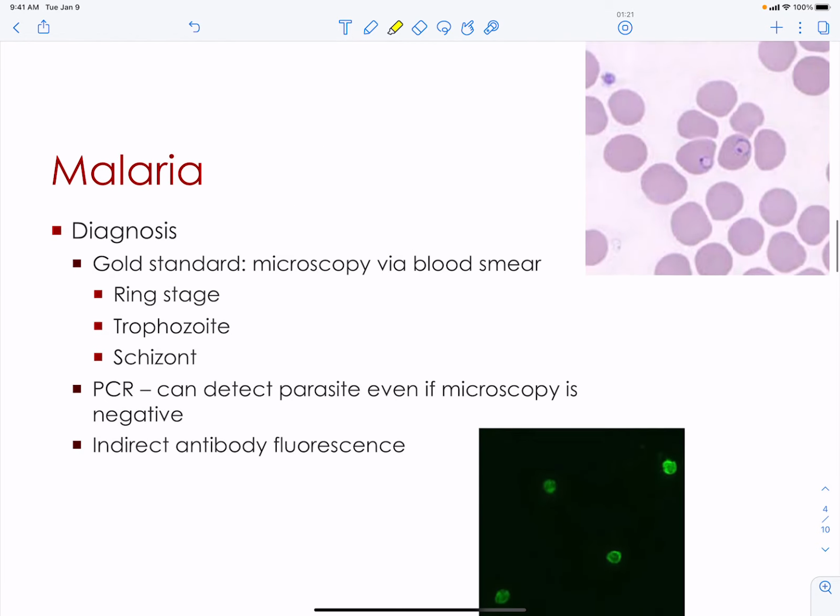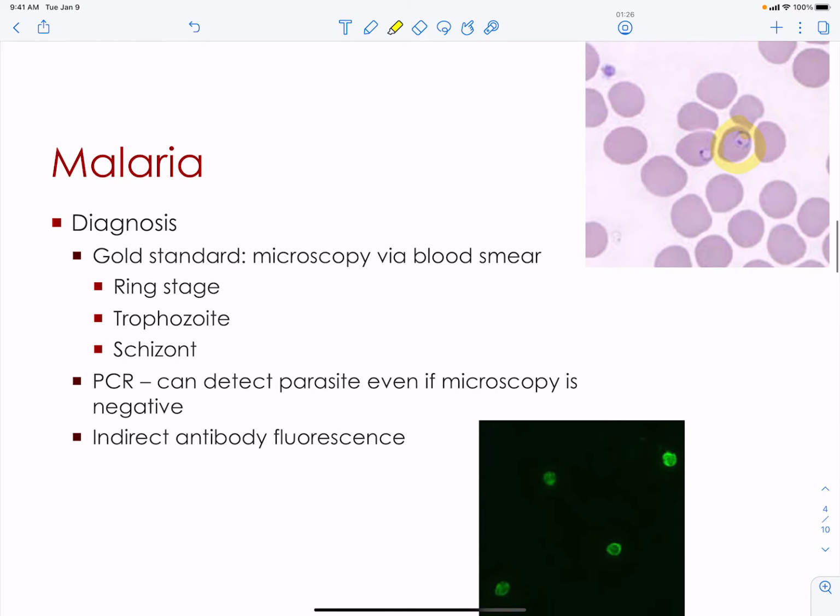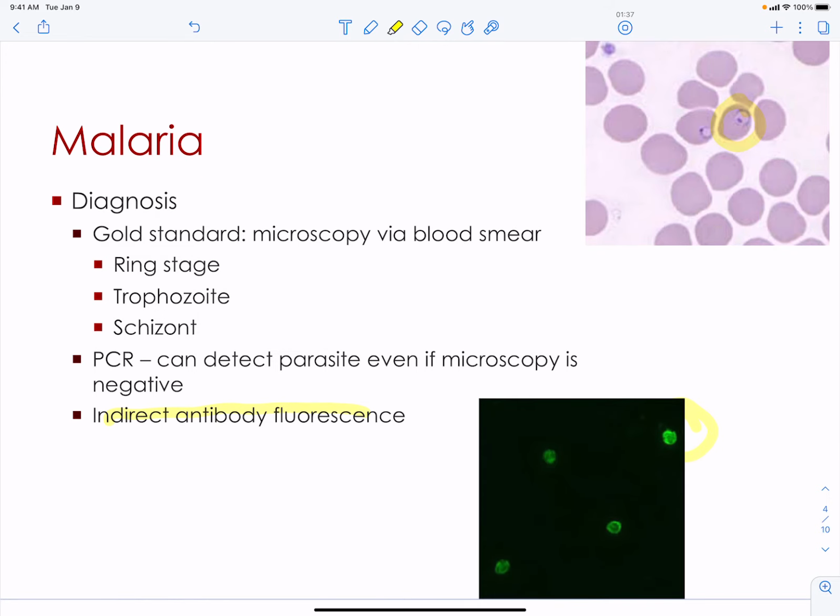Now, malaria is diagnosed with the gold standard, which is seeing the ring phase, or a trophozoite or schizont in those phases. You can also use indirect antibody fluorescence to mark the actual parasite.